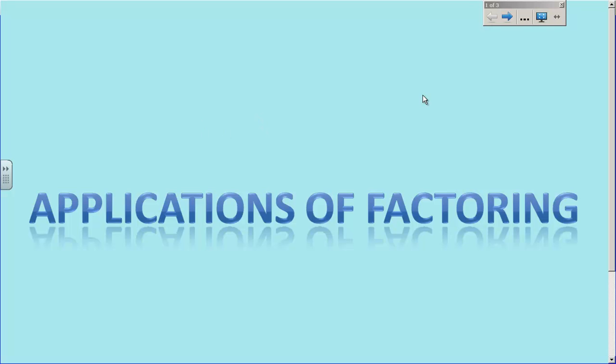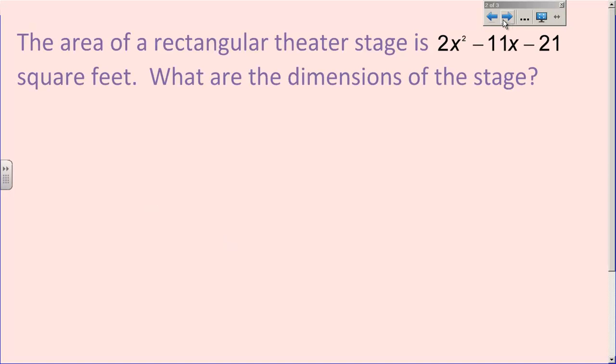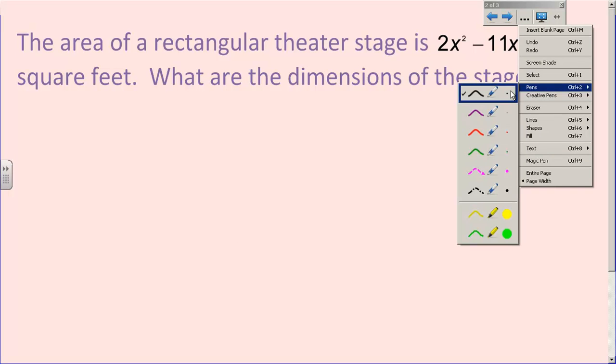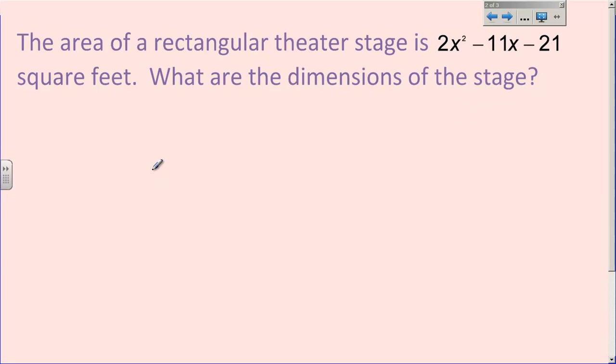All right, let's apply some factoring. So we're going to take what we've been learning the last few days and we're just going to apply it. Basically that means we're going to apply it to a real life situation, a type of problem that you would see out in the real world. You've done some of these, but it never hurts to practice a little more.